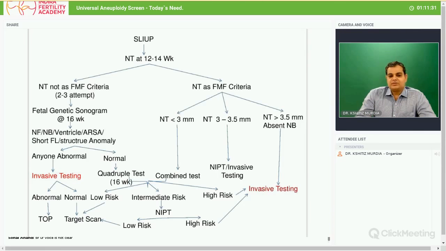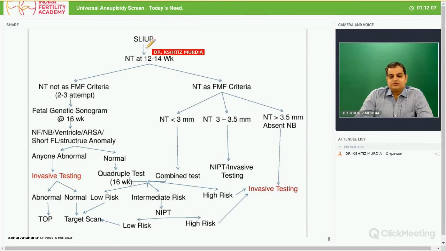First is for single live intrauterine gestation. For single live intrauterine pregnancies, do NT scans at 12 to 14 weeks. If you are able to do the NT and it is taken as per the FMF criteria and falls less than 3 mm, do the combined test for that patient. If NT is between 3 and 3.5 mm, do NIPT or invasive testing after proper counseling. If NT is more than 3.5 mm or nasal bone is absent, do the invasive testing.